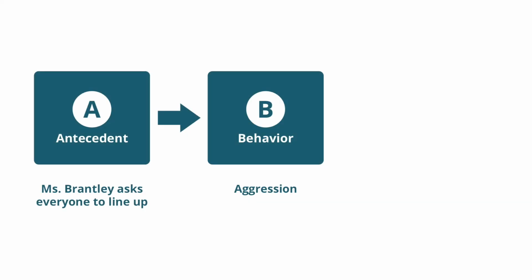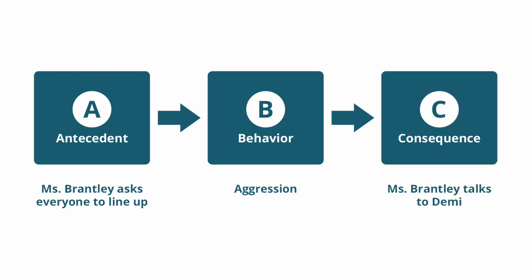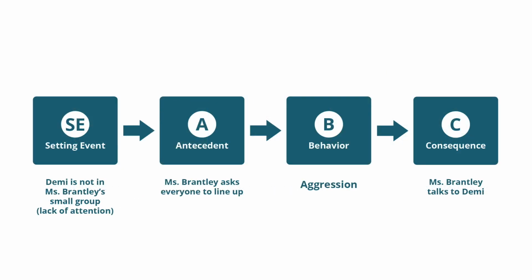The antecedent to Demi's aggression was Ms. Brantley asking everyone to line up. The consequence was Ms. Brantley talking to Demi and having her apologize to her peer. The setting event was when Ms. Brantley did not have Demi in her group. Demi then received less attention.